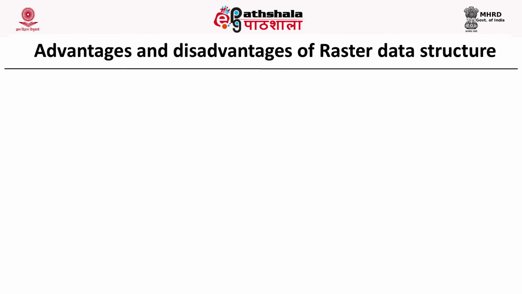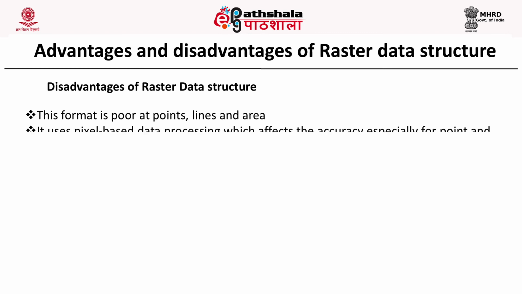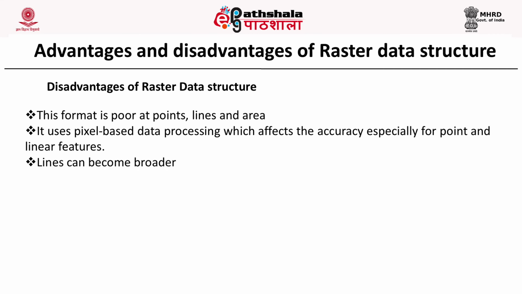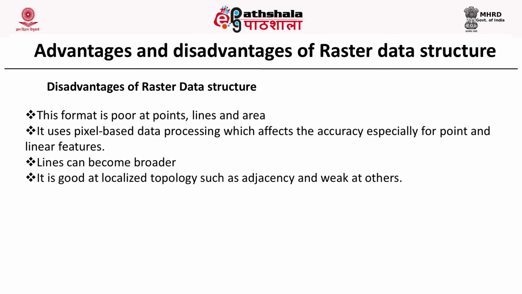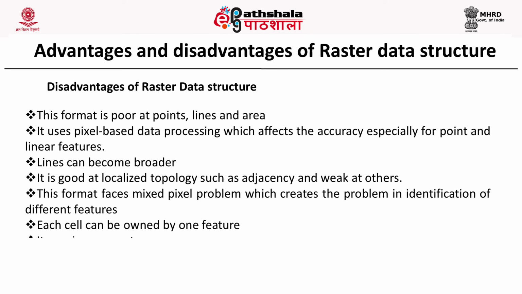However, the disadvantages also cannot be overlooked, such as this format is poor at points, lines, and area. It uses pixel based data processing, which affects the accuracy, especially for point and linear features. The lines can become broader. It is good at localized topology, such as adjacency, and it's weak at others. This format faces mixed pixel problem, which creates the problem in identification of different features. Each cell can be owned by one feature, and the greatest disadvantage is that it requires very high storage space.